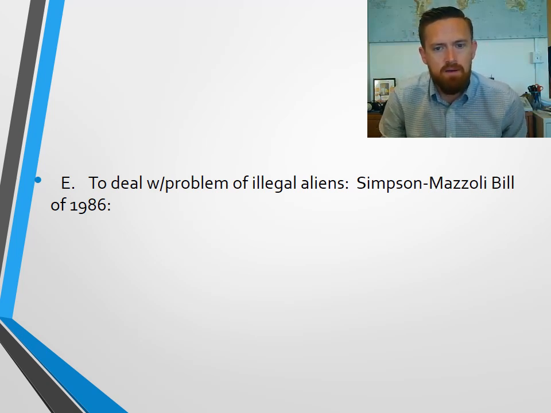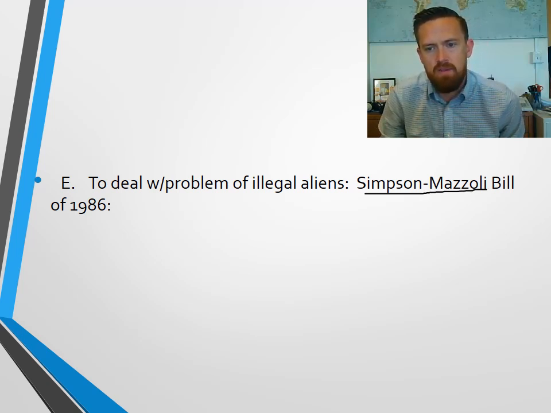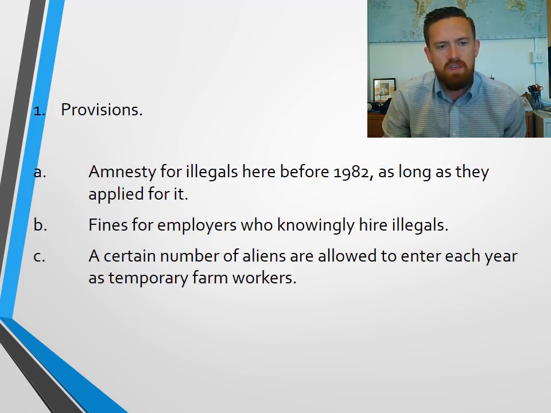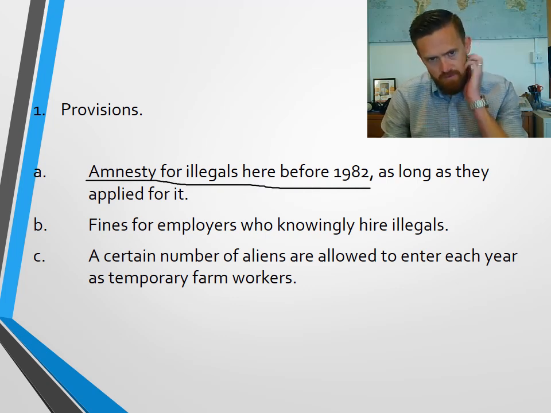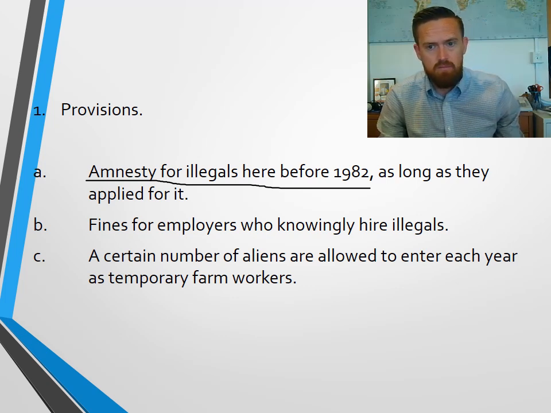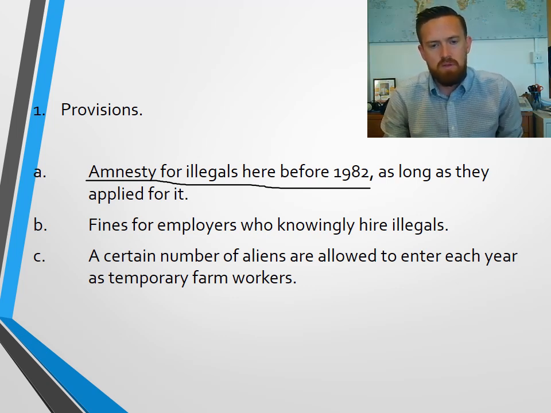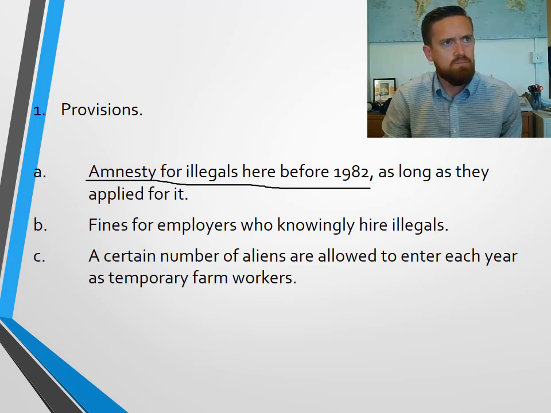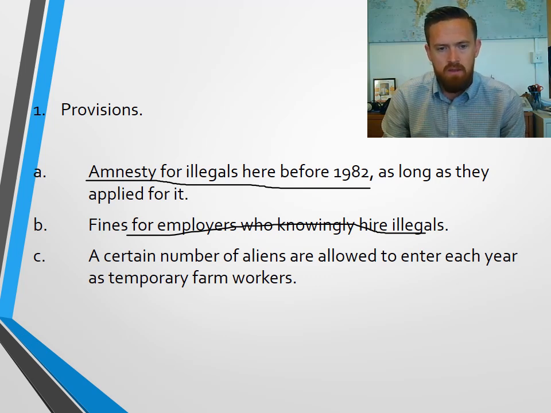So a little known fact, when Ronald Reagan was president, we passed the Simpson-Mazzoli Bill of 1986. What that did was provide amnesty to illegal aliens who were here before 1982. What that means is if you were an illegal alien and you came to America in 1981 and you were hanging out and Ronald Reagan passed a bill that said you could basically become legal. Not a lot of people realize this because Republicans really like Ronald Reagan, but that's not a very Republican policy to sign. And it seems really far-fetched that we could do something like that today with a Republican as president. After this, you would get fines for employers who hired illegal aliens, knowing that they're doing it, and a certain number of aliens are allowed to enter each year as temporary farm workers.